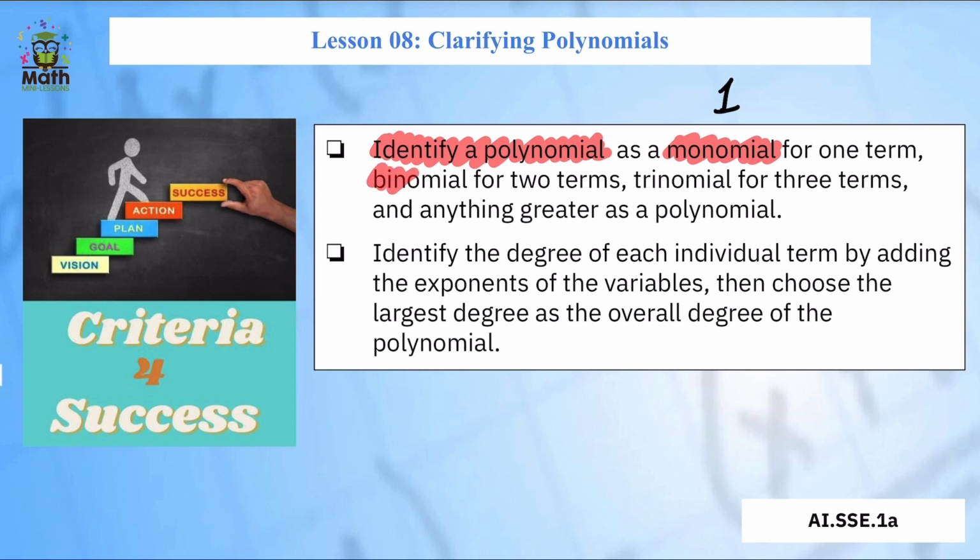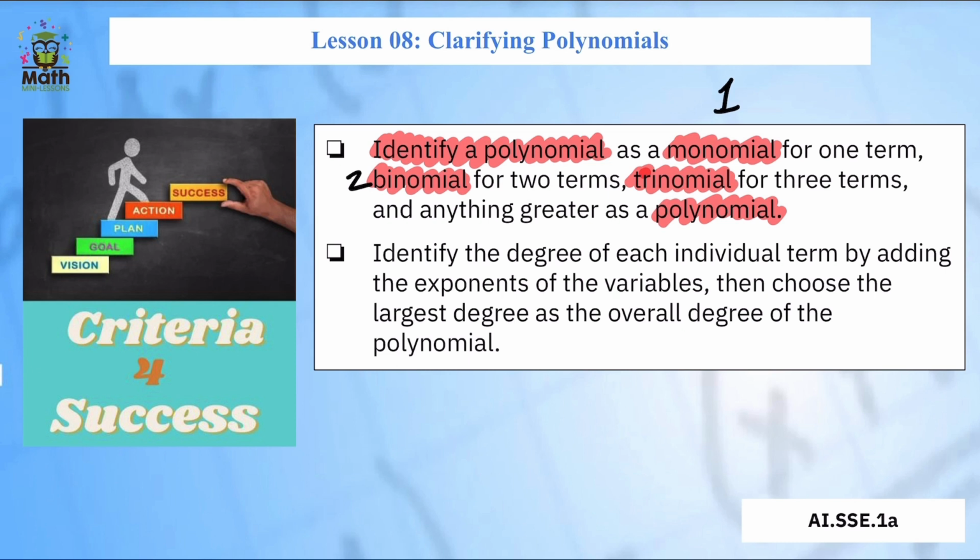So if I see binomial, I have two terms. A trinomial has three terms. And anything more than that, we just use a polynomial, poly meaning many. So binomial has two, trinomial three. Poly is anything more than three. We use that instead of saying quadrinomial or pentanomial, we don't say that.